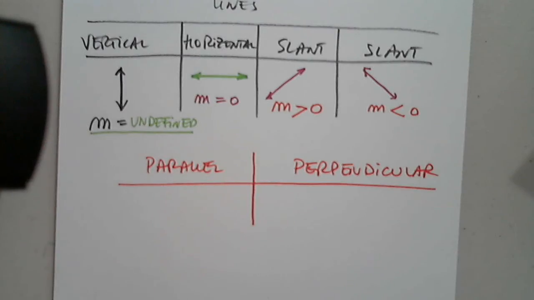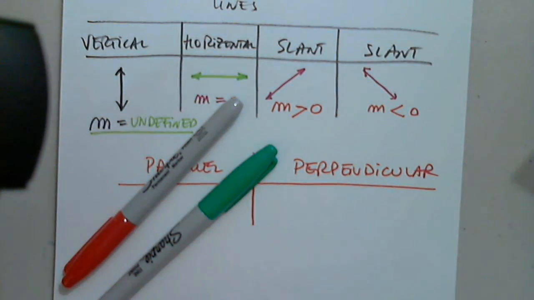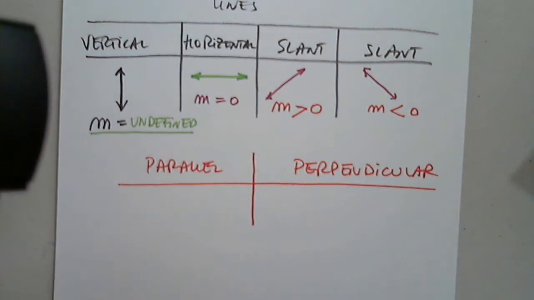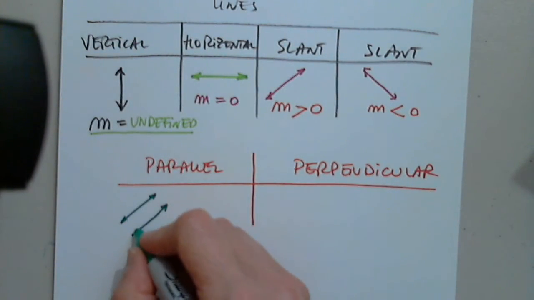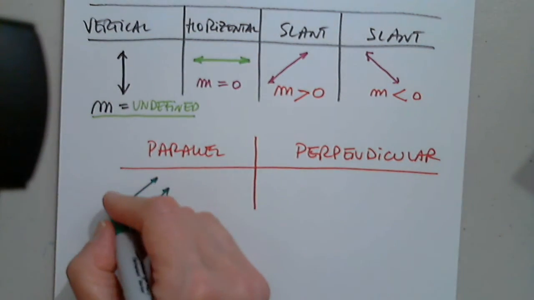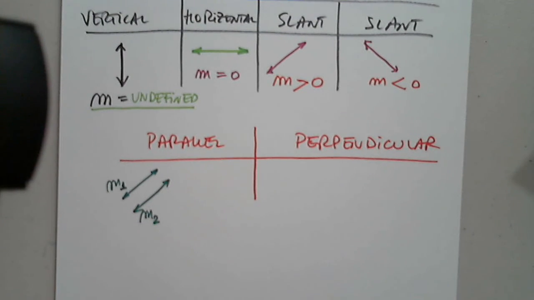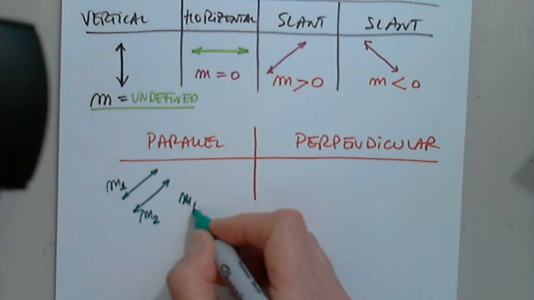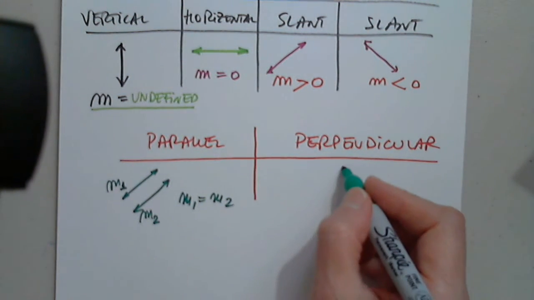Now, parallel and perpendicular. So two parallel lines look like this. These are two parallel lines. And what do we know about the slope of two parallel lines? So this one, let's say, has slope m sub 1, and this one m sub 2. What do we know about the slope of these two? The slope's the same. Excellent. Perfect.